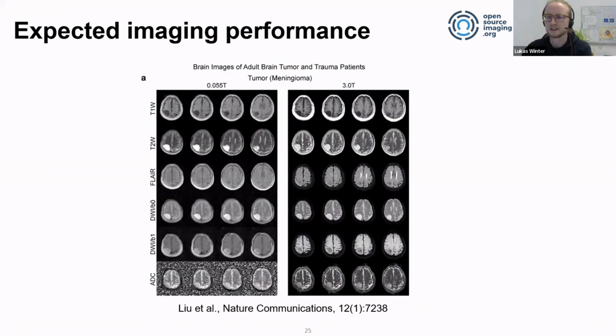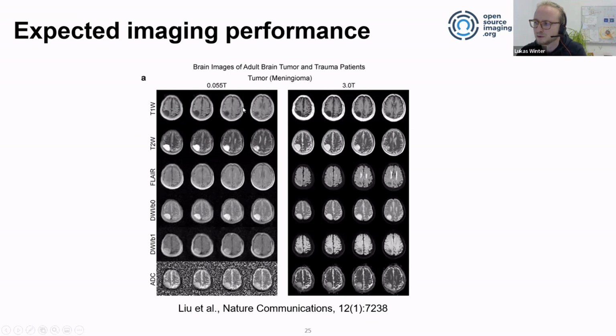And here's another nice paper from a similar system at around this 50 millitesla, which also shows some 3 Tesla images in comparison. Yeah, so you can get a bit of a grasp of what is possible at this field strength, even though it seems initially very low. But again, in the end, the image decides if you can see what you need to see to make a proper therapy.